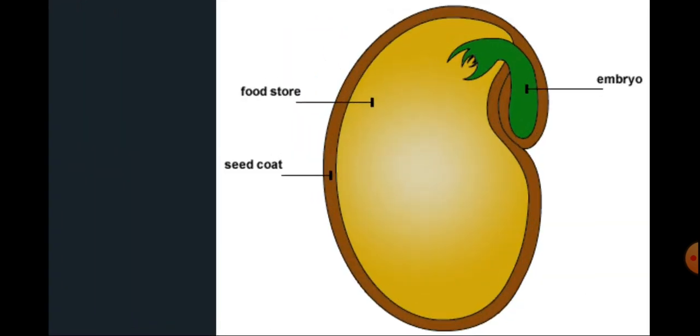Well, children, next we will learn the structure of a seed. This is the picture of a seed. There are 3 main parts: seed coat, embryo and food storage or cotyledons. Now we will learn about them one by one. Okay?